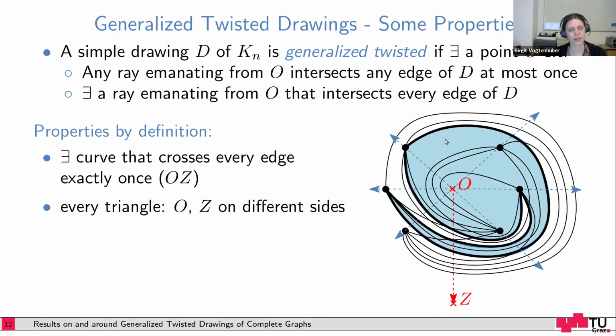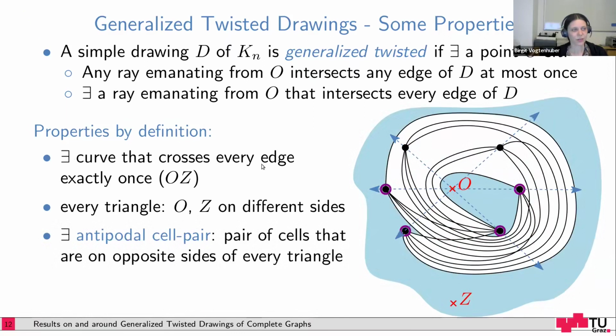Another property is that by this crossing property of this ray from O to Z, every triangle is crossed exactly 3 times. So every edge of the triangle is crossed exactly once. And hence, O sits in the interior of this triangle, and the second point Z that I've marked here on the other side of the drawing of the ray sits on the outside of this triangle. And that's true for every simple triangle in the drawing.